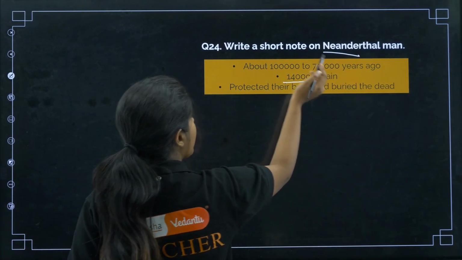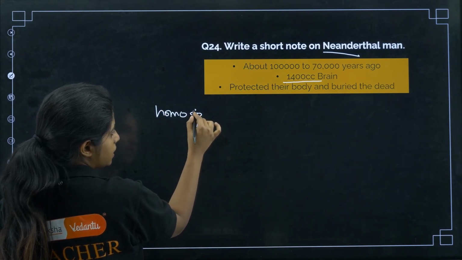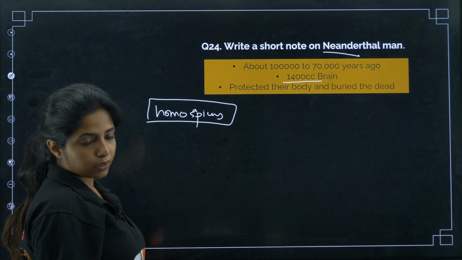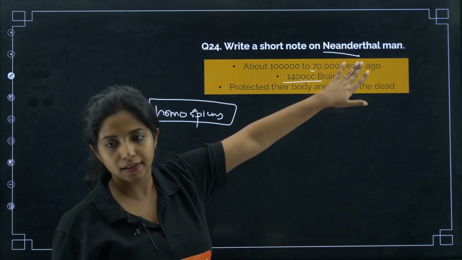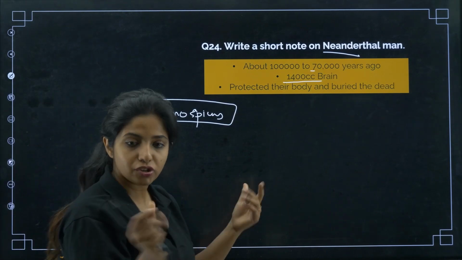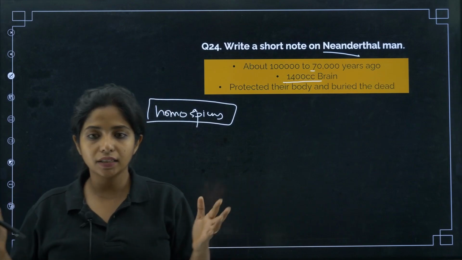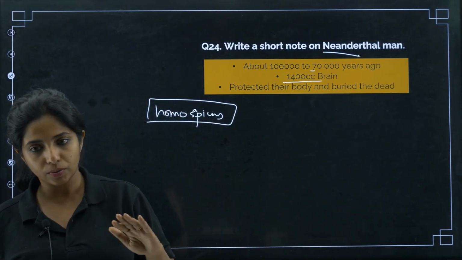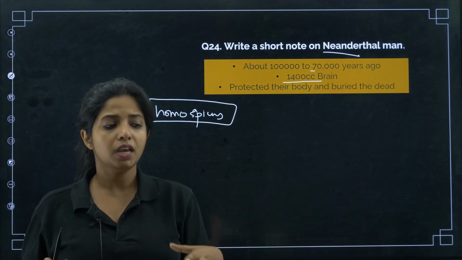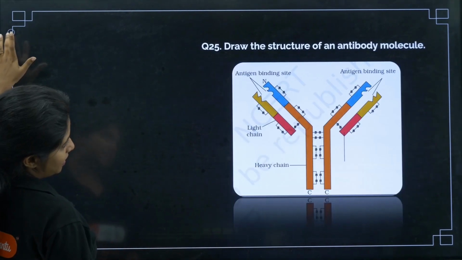When this was happening, parallelly, something else was also happening. Homo sapiens developed. That is basically the present day us, the modern human beings. Homo sapiens also developed throughout, in the middle of these years. So for Neanderthal man, if you just study like this, you won't be able to remember. Relate and learn, it becomes easier. Neanderthal: 1 lakh to 70,000 years ago, 1,400 cc cranial capacity brain. They protected their body and they started burying their dead. They had some emotions coming up there. Okay? So yes.